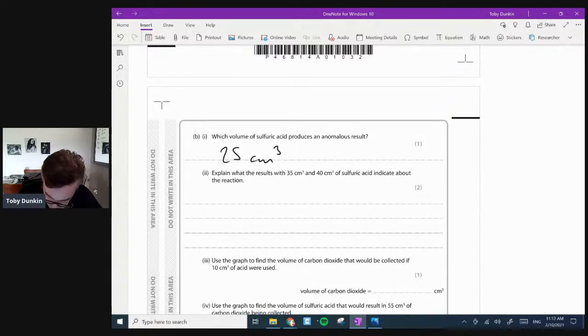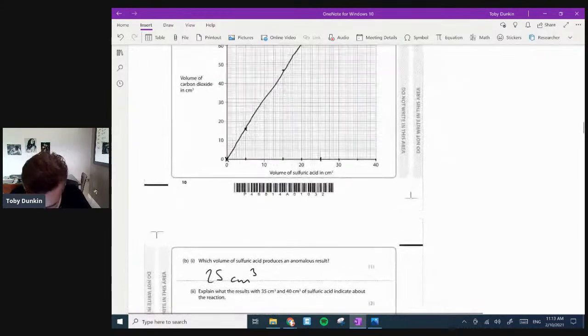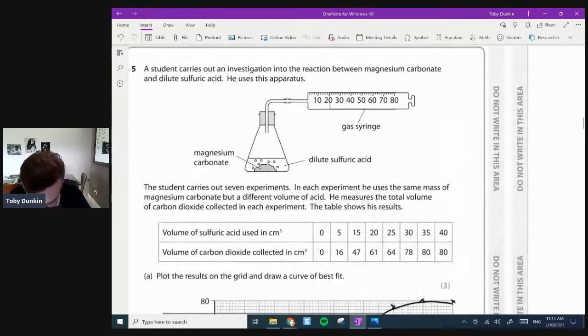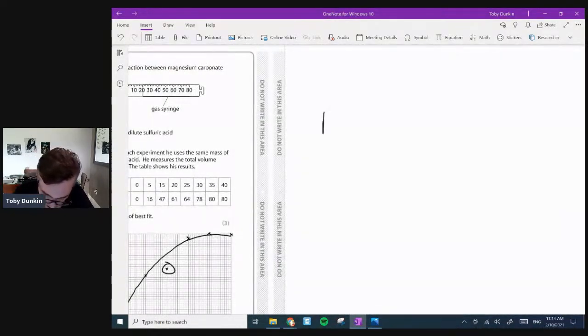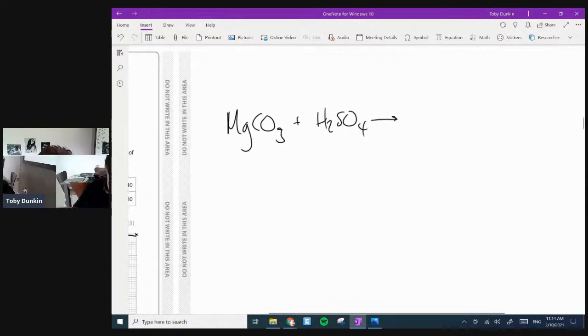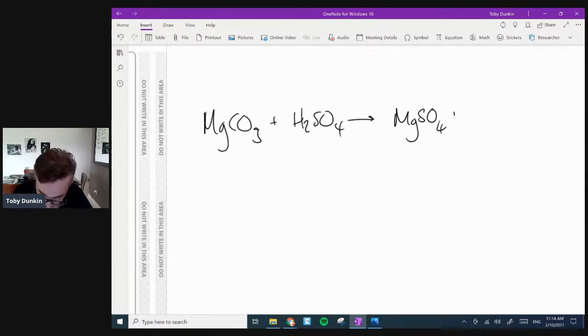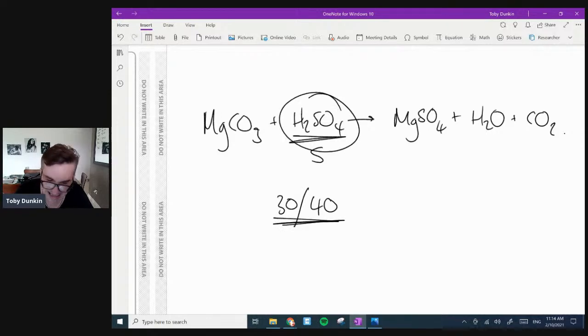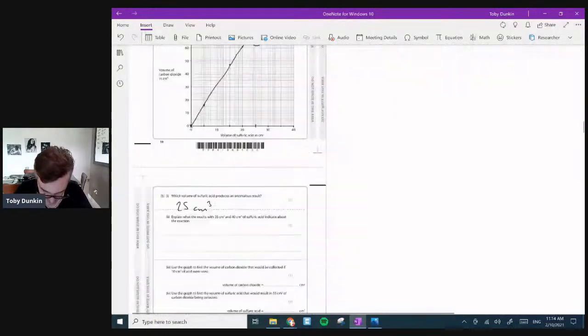It's not just stopped. It's saying that the volume of sulfuric acid added is going to be reacting with the magnesium carbonate. Right, let's write an equation for this because it helps. Magnesium carbonate plus sulfuric acid is going to create magnesium sulfate plus water and CO2. They're telling us that if they're adding more and more sulfuric acid, starting with 5 and ending at 40, what happens is when they have 30 and 40, they don't make any more gas, which means it's now in excess. That's what it actually means.